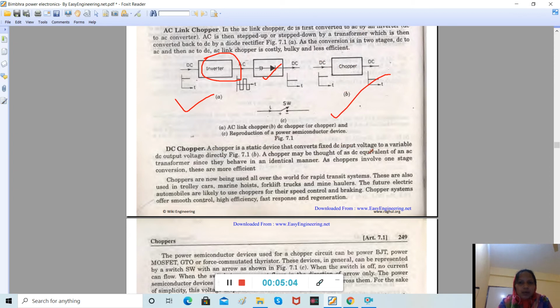So a chopper circuit may be equivalent to an AC transformer. Why? Because it behaves in an ideal manner. How? A transformer steps up or steps down the AC input. Similarly, chopper also steps up or steps down whatever DC is given to the circuit. Okay.